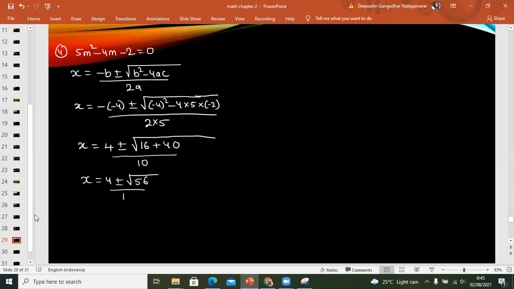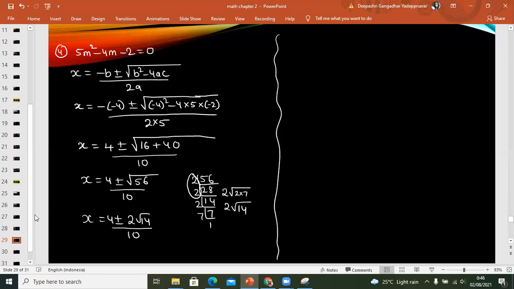Divided by 10. Now here root of 56, we can reduce this. Let us find the factorization. 2 times 2, 4. 2 times 8, 16. 2 times 1, 2 times 4. 2 times 7, 7 times 1. So this we can write outside the square root sign. Inside the square root will be 2 times 7, that is 14. We can write this in place of 56. So x equals 4 plus or minus 2 root 14 divided by 10.